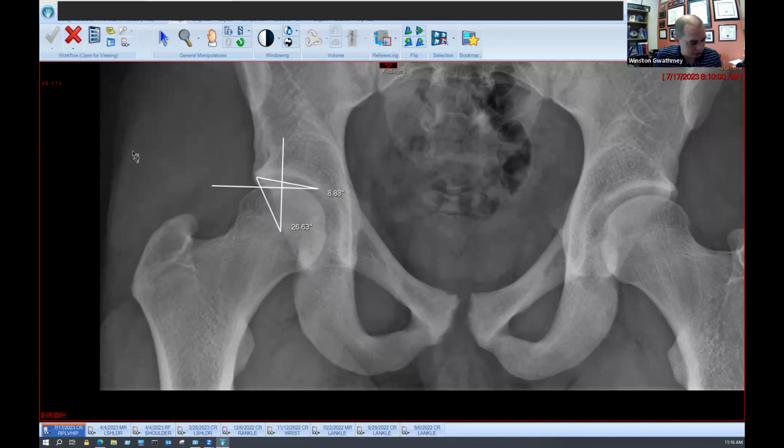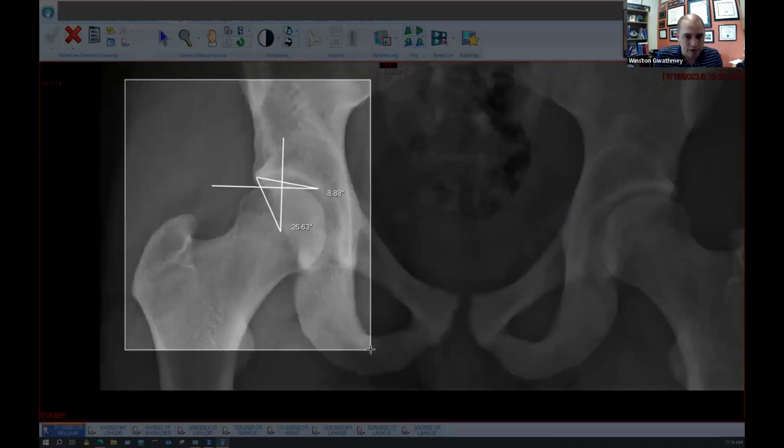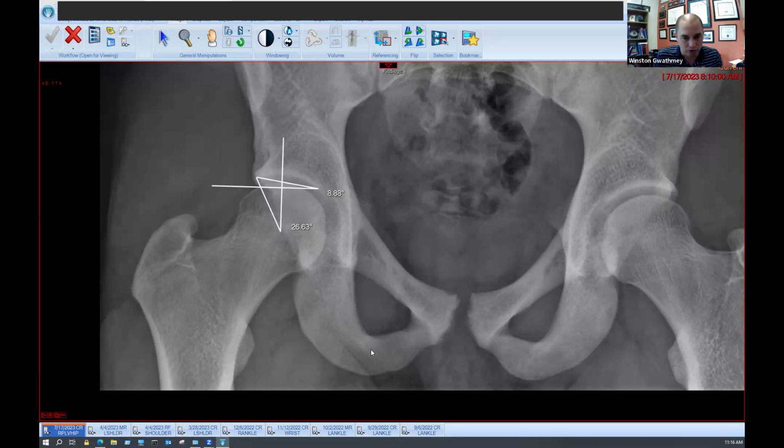If you want to, you can actually use your snipping tool by pressing Control Windows S, and it will give you a snipping tool that you can snip this, and you can actually put this into your actual record if you need to. I like doing that because it kind of gives me a sense of what I was thinking when I measured this angle in the first place, okay?